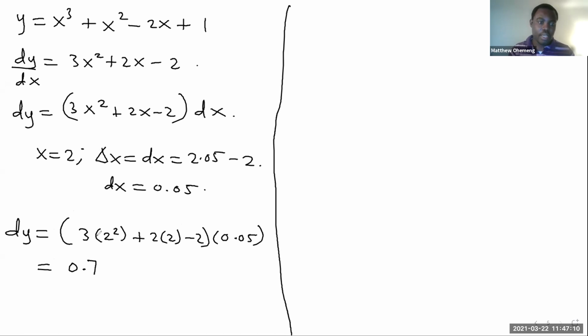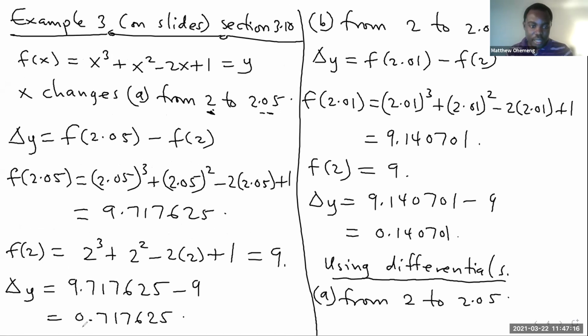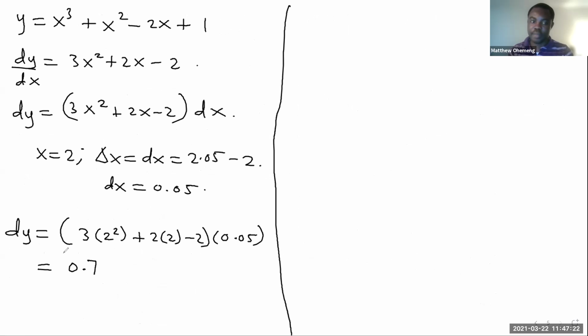And as you can see, this 0.7, let's go back to the actual change, right? What was the actual change? You see, it was 0.717625. And this 0.7 is quite close to this number. So that means that the dy is a good approximation for the actual change.